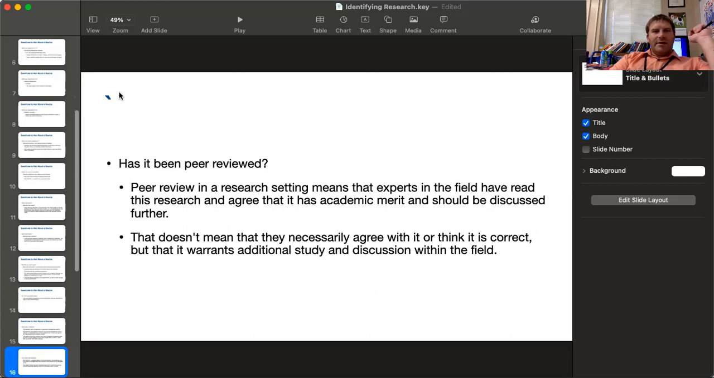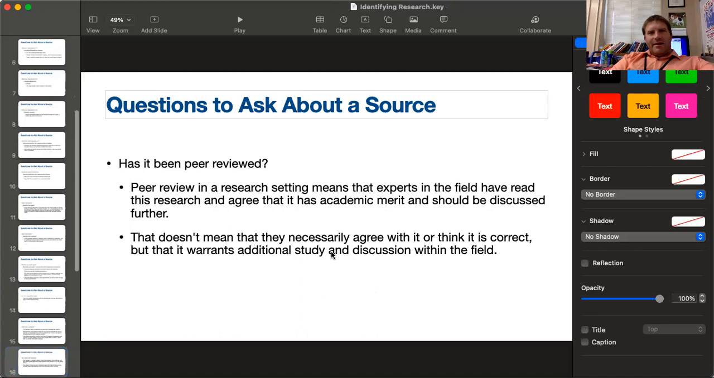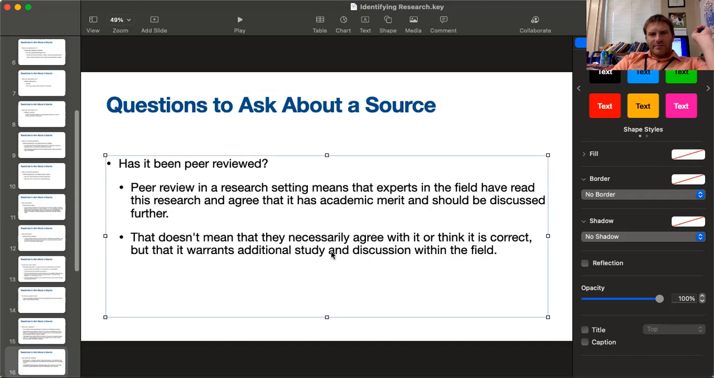And then, has it been peer reviewed? Peer review is a research process in which experts in the field have read and researched the work and agree that it has academic merit and should be discussed further. This doesn't necessarily mean that they agree with it or think it's correct, but they do say that it's worth additional discussion.